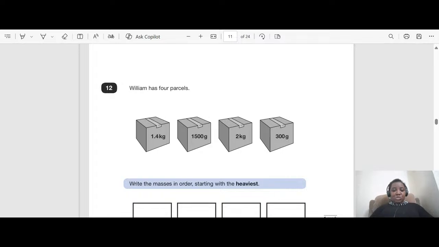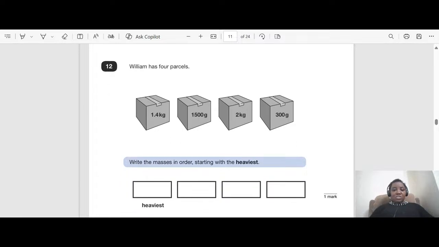Now let's look at the question. Write the masses in order, starting with the heaviest. If we take a look at it, we can see that the heaviest is the 2 kg, followed by the 1.5 kg, which was written as 1,500 grams, followed by the 1.4 kg, followed by the 0.3 kg. So that is how we are going to arrange our answers.